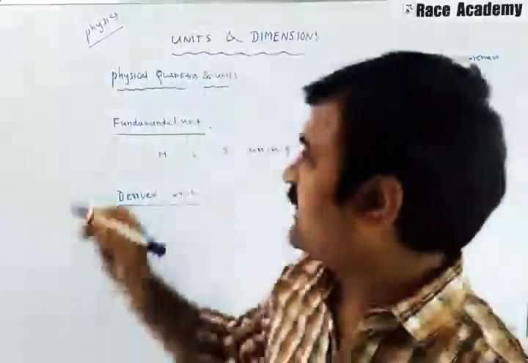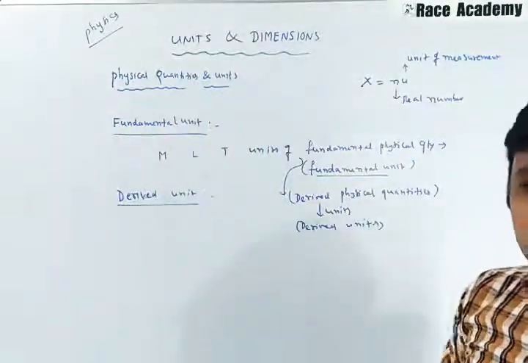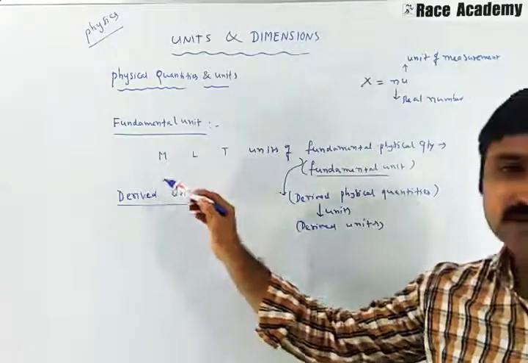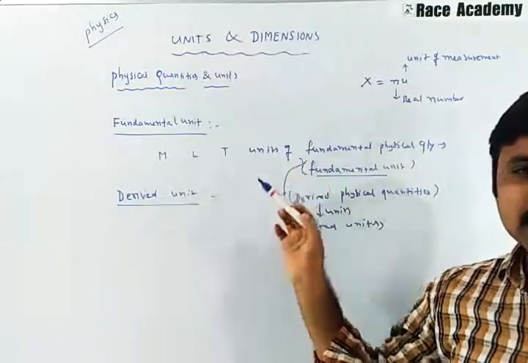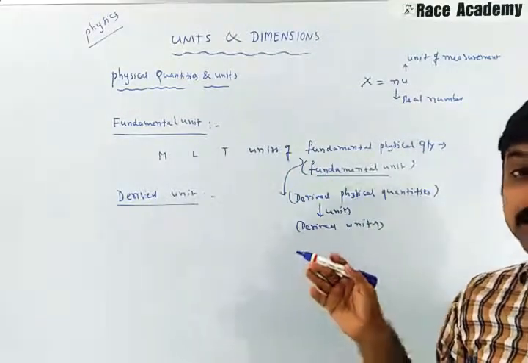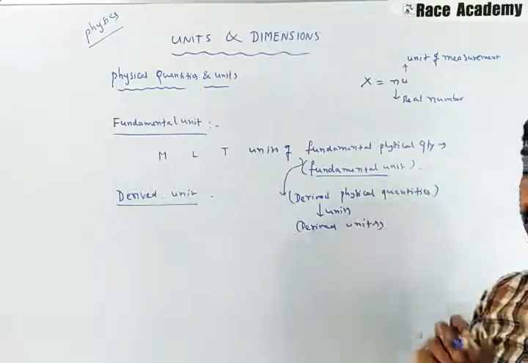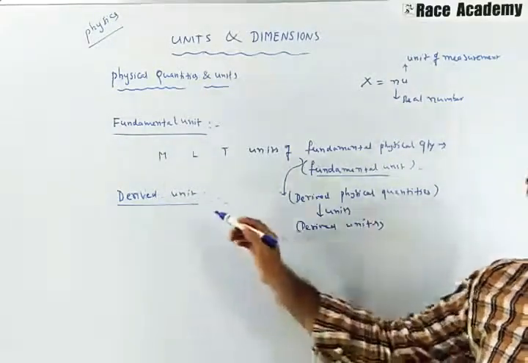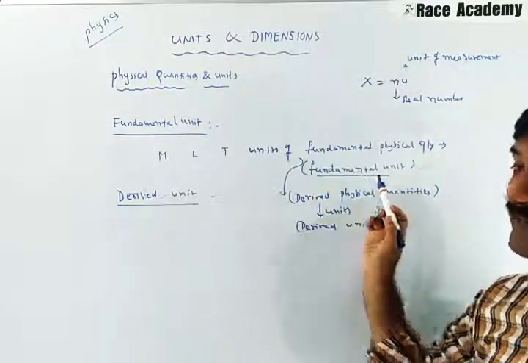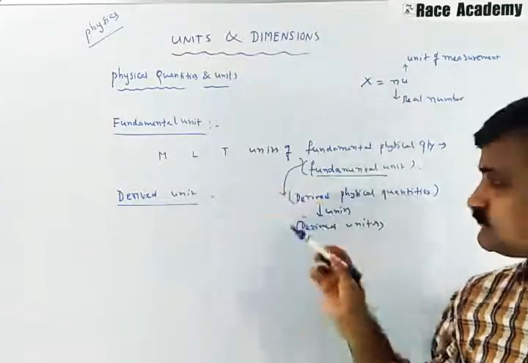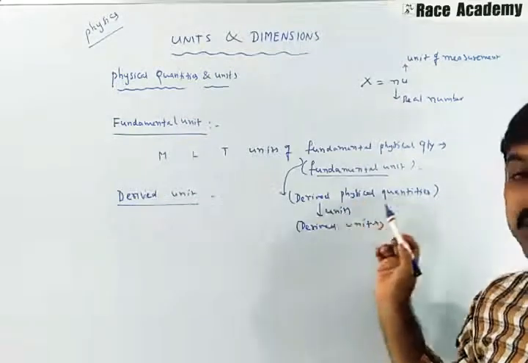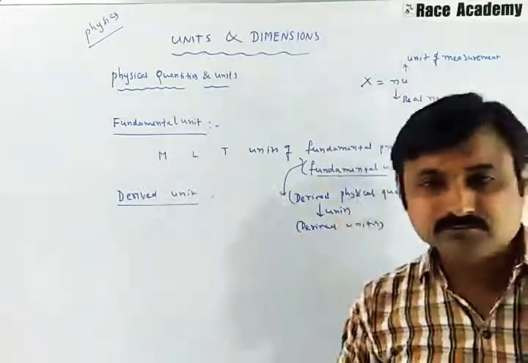So, what are the fundamental physical quantities? Mass, length, time are called fundamental physical quantities. The units of fundamental physical quantities are called fundamental units. And coming to derived units: the quantities derived from the fundamental physical quantities are called derived physical quantities, and the units of the derived physical quantities are called derived units. Got it?